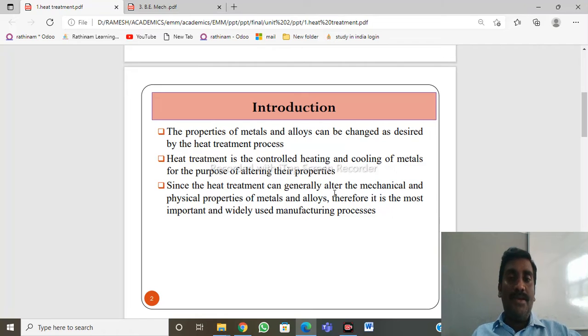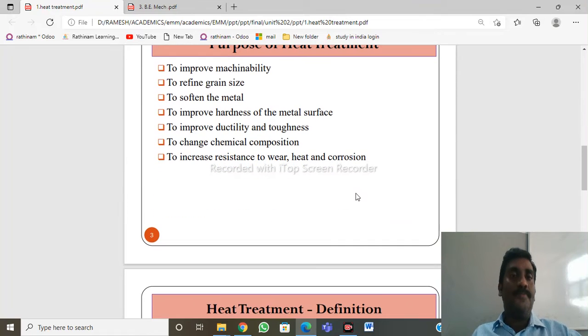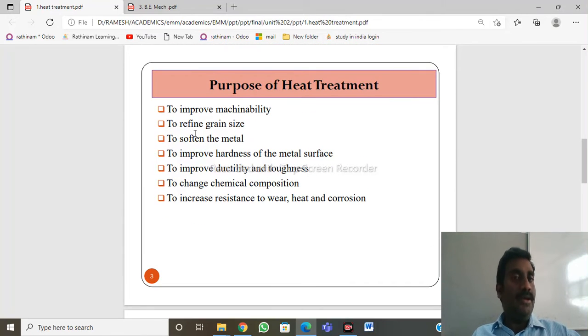It can generally alter the mechanical and physical properties of metals and alloys, so it is the most important parameter and is widely used in manufacturing processes. What is the purpose of heat treatment? To improve machinability, to refine the grain size, to soften the material, to improve the hardness of the metal surface, to improve ductility and toughness, to change the chemical composition, and to increase resistance to wear, heat, and corrosion. So these are all the purposes why we go with heat treatment.